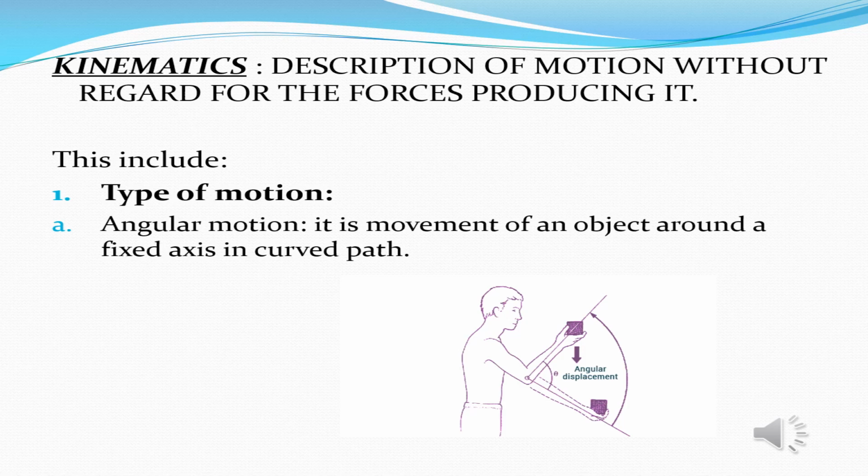Now this is further divided into some parts. So the first part is the type of motion. Type of motion includes three other types of motions. The first is the angular motion. It means the movement of an object around a fixed axis in a curved path. So if you see in the image, the person is lifting the object in a curved path at the elbow joint. Now the elbow joint is fixed, that is the fixed axis, and the object being picked up is moving in a curved path.